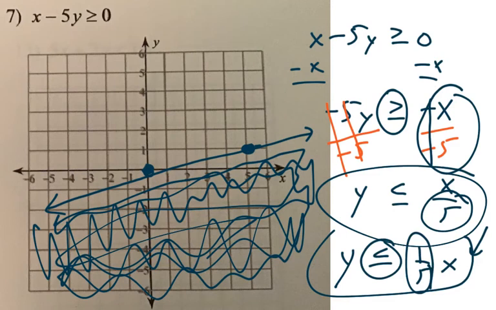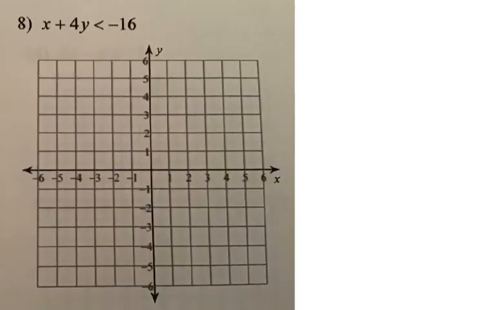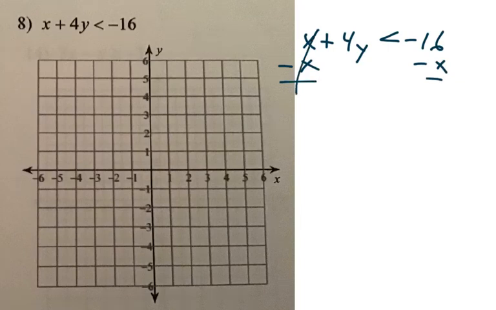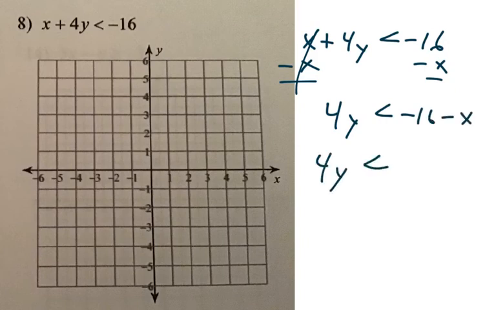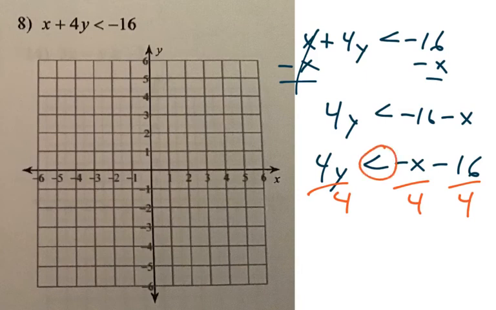All right, guys, let's do one more. Last one. Let me rewrite it over here. Okay, I'm going to minus x both sides. Remember, I'm solving for y here. 4y is less than negative 16 minus x. Or we could say 4y is less than negative x minus 16, right? Now what? Well, we still need to divide by 4. Now, guys, I'm dividing by a positive, so this does not switch. It stays less than. 4 divided by 4 is 1y.